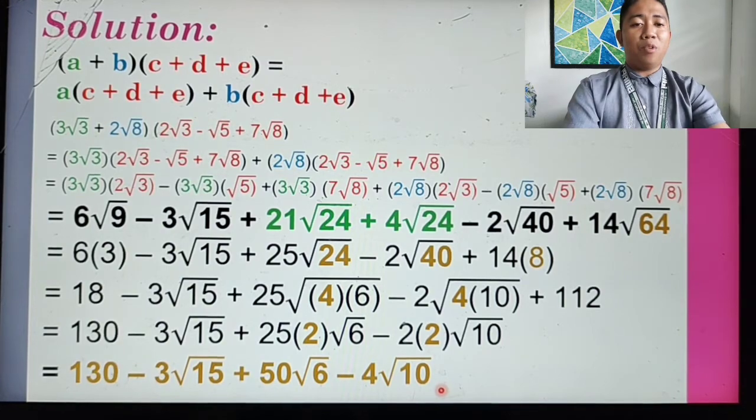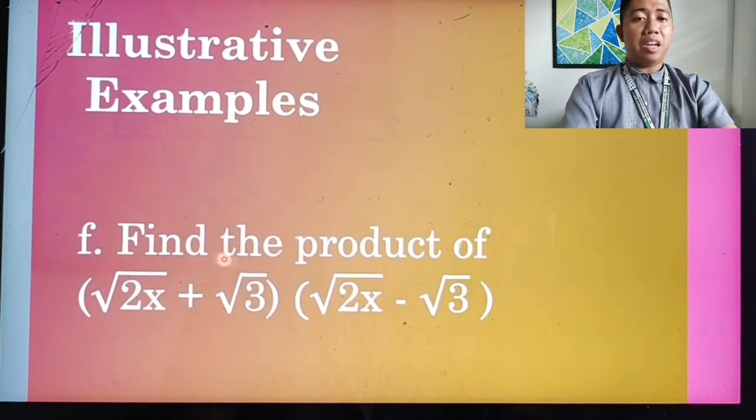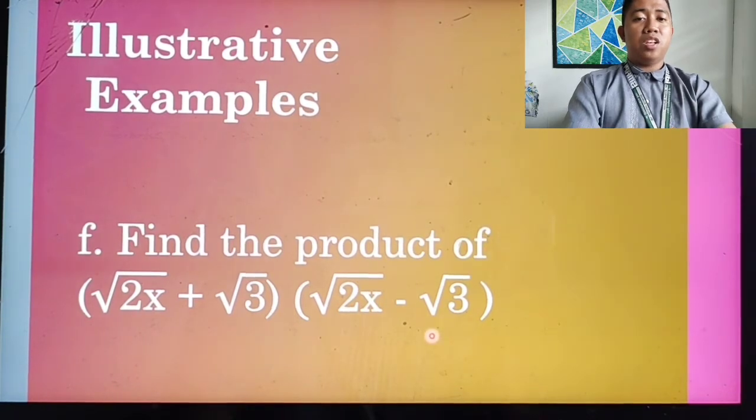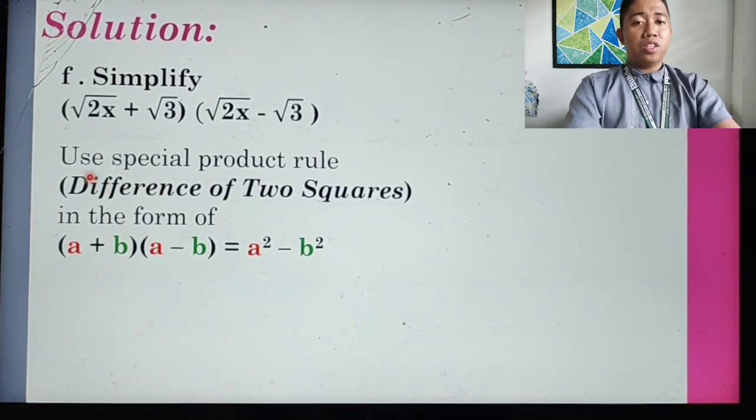So let's move on to our last illustrative example for this lesson. For letter F, you will be going to find the product of the quantity of square root of 2x plus square root of 3 times the quantity of square root of 2x minus square root of 3. So my dear students, to simplify this kind of product containing radical expressions, here is the solution. We will use the special product rule using the difference of two squares.